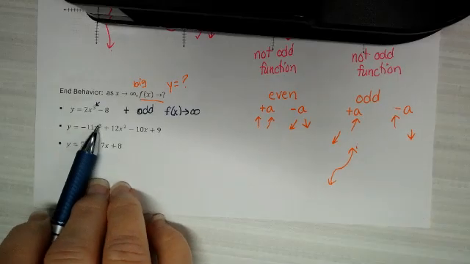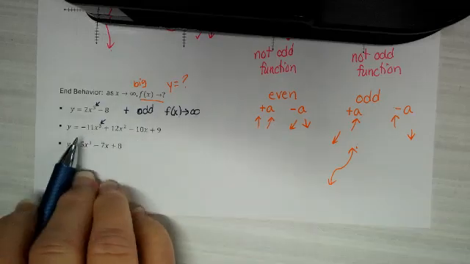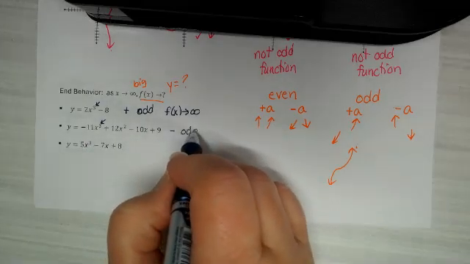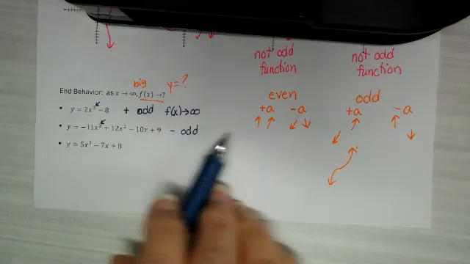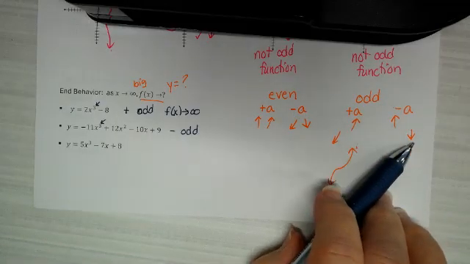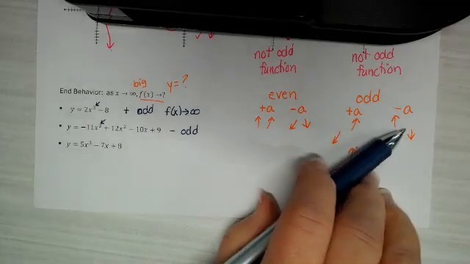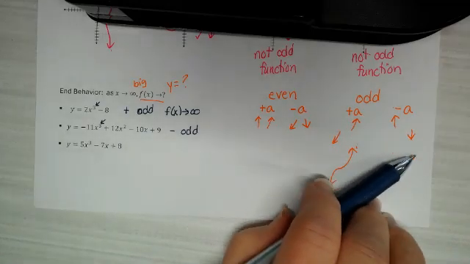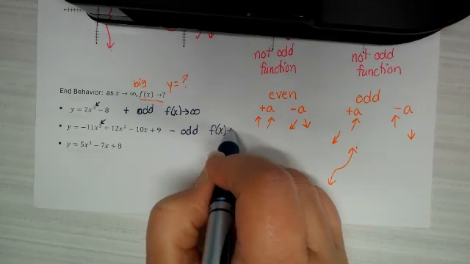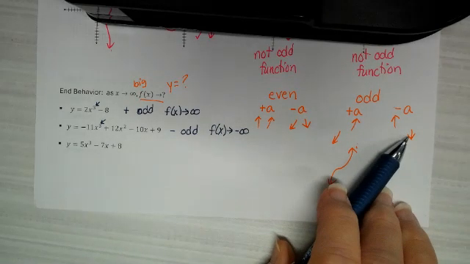Let's take a look at the next one. Negative 11x to the third. So notice the largest exponent is odd, and it's got a negative leading term. So a negative odd is up, then down. So as x approaches infinity, when x gets bigger and bigger and bigger, y is getting smaller and smaller and smaller. So for this one, f of x is approaching negative infinity because it was going down.